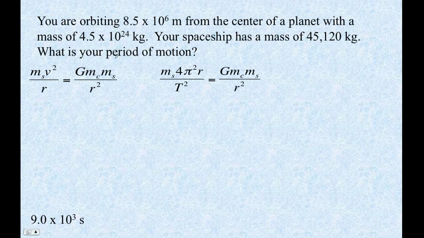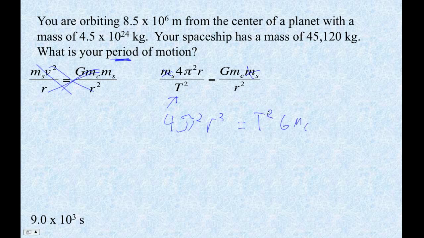So this time we're solving for t. How do we get t out of this monstrosity? Well, same thing, we're going to cross multiply and get rid of the mass of the satellite, but that's all we can really get rid of. 4 pi squared r, and then r times r squared is r to the third equals t squared.